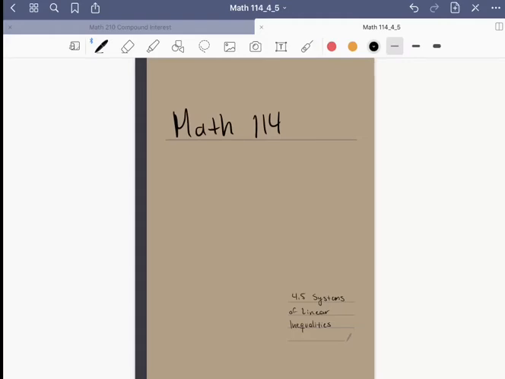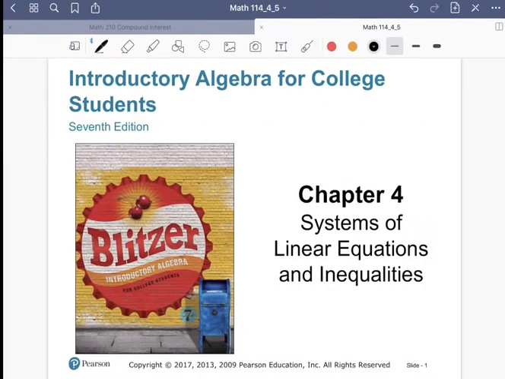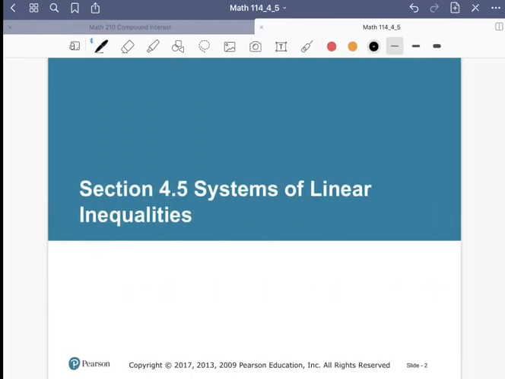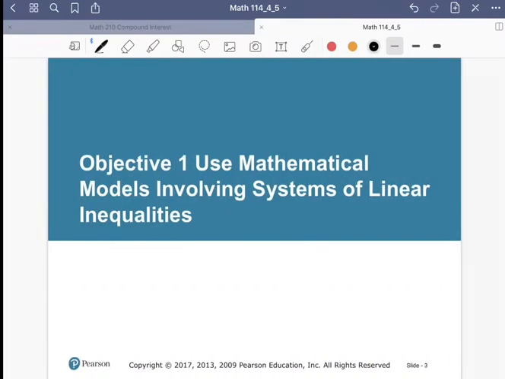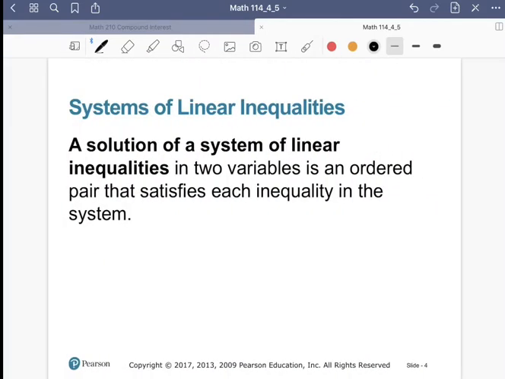So this is Math 114, 4.5, Systems of Linear Inequalities. Like I said, Objective 1: use mathematical models involving systems of linear inequalities. A solution of a system of linear inequalities in two variables is an ordered pair that satisfies each inequality in the system. What does that mean?